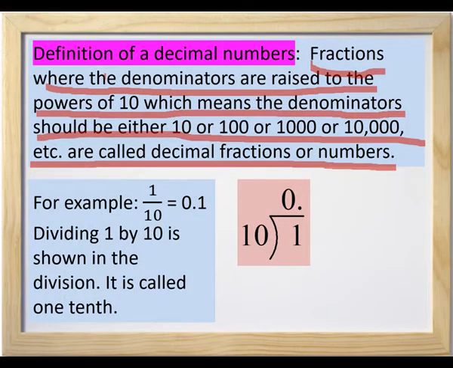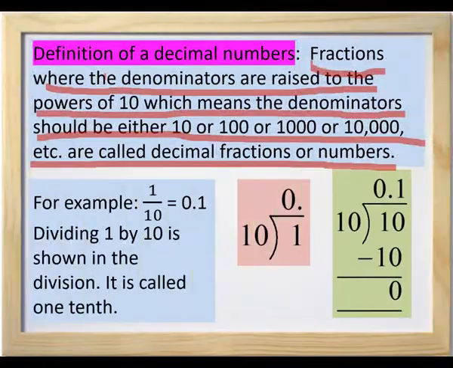Now we are going to learn a new type of division. Let us see here, children. When we cannot divide a smaller number by a bigger number, we put a point after 0, that is on the right hand side.